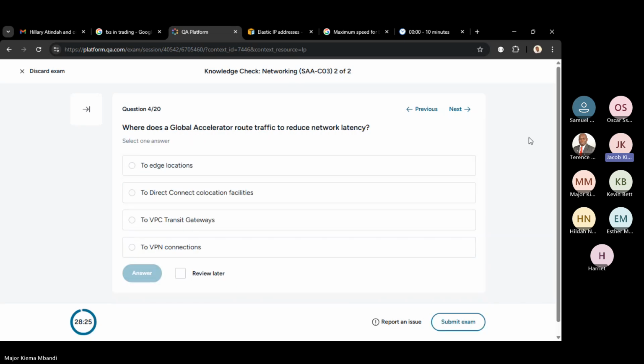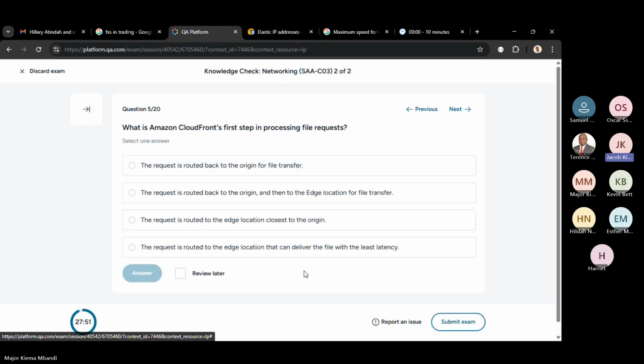So next is Kevin. Where does Global Accelerator route traffic to reduce network latency? A, to edge locations, B, to Direct Connect colocation facilities, C, to VPC transit gateways, D, to VPN connections. I think it's A, to edge locations. All in agreement, we move? Yeah, there's no contention.